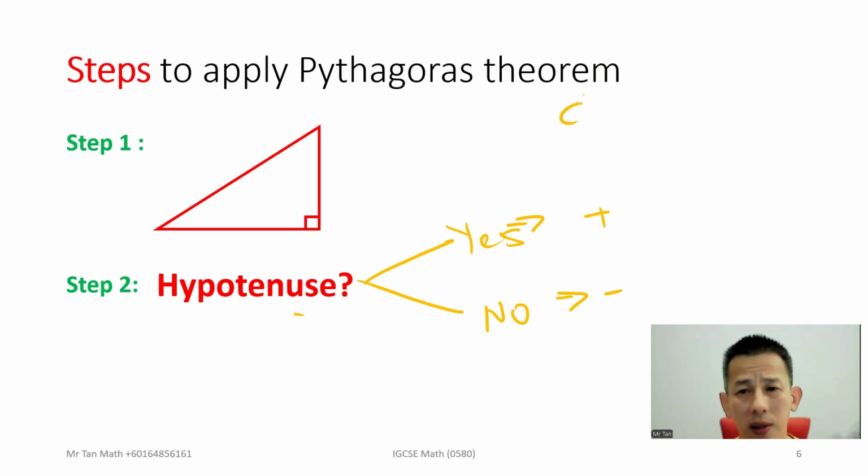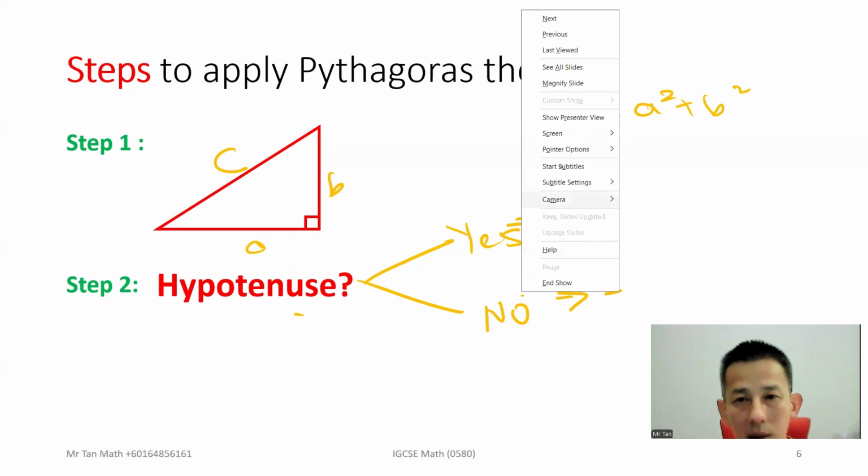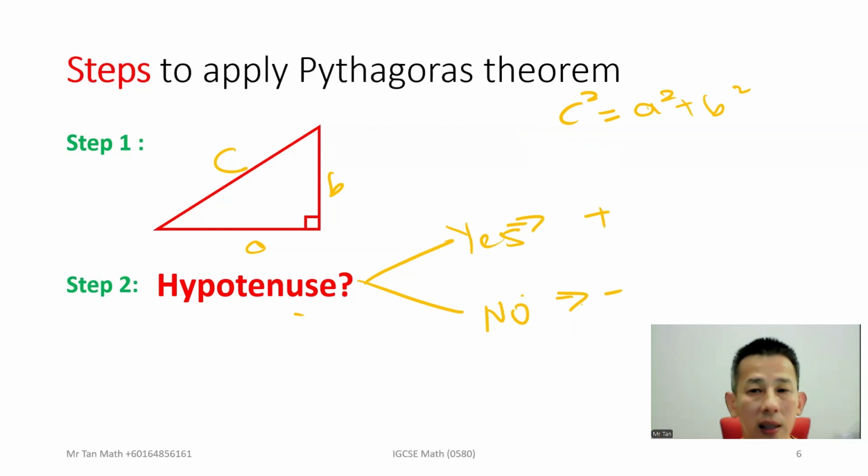You can recall the formula is c squared equal to a squared plus b squared. This is c, this is a, this is b. So if you want to find the hypotenuse, just plus. Whereas if you want to find the other two sides, you minus. Let's say you want to find a squared, that should equal to c squared minus b squared.